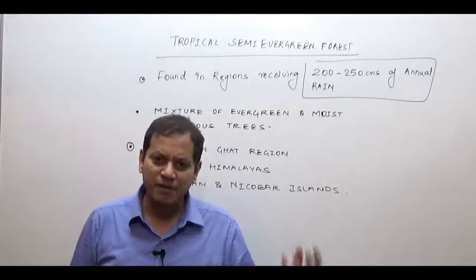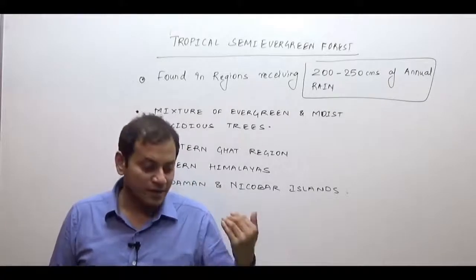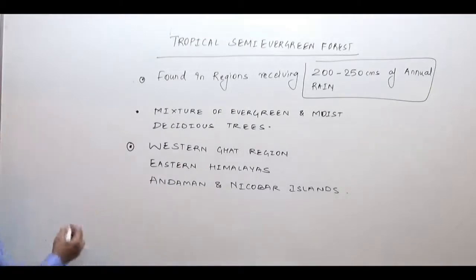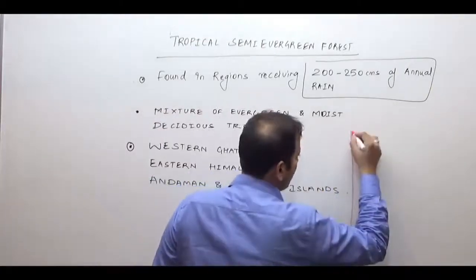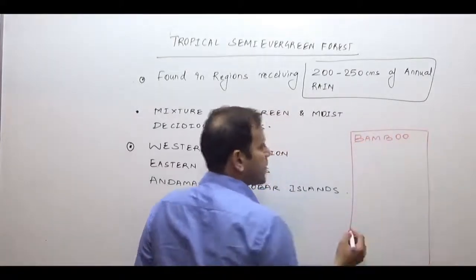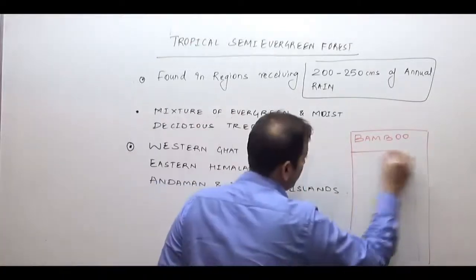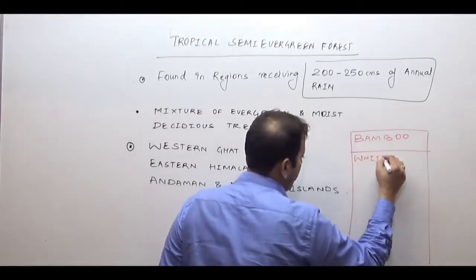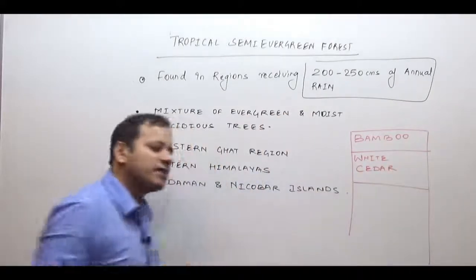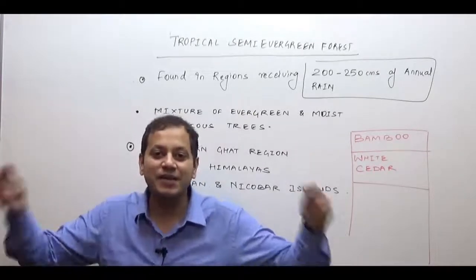Here there are also epiphytes because of the presence of evergreen trees, and there is also a presence of bamboo. So the important species in this region is bamboo. Then the other important species in this region is white cedar. White cedar, semi-evergreen forest. Repeat with me. White cedar, semi-evergreen forest.